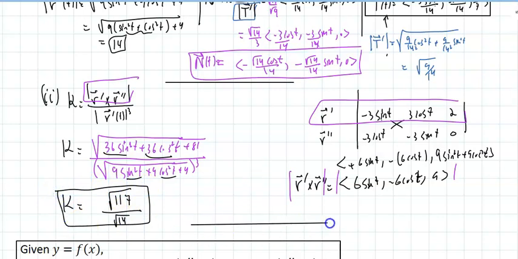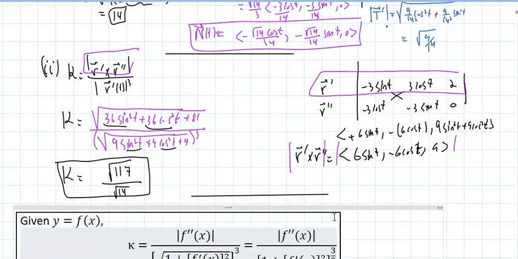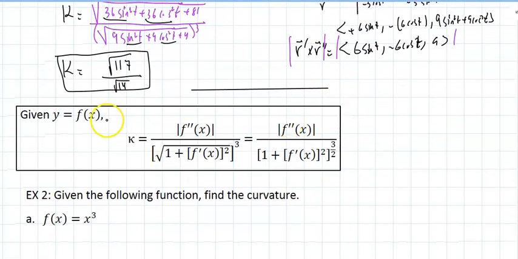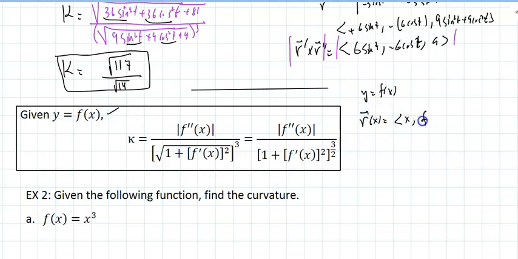Now something I want to show you. This is a bonus. Given y equals f of x, a function, if I take y equal f of x and I write that as a vector, wouldn't r prime of x equal 1, f prime of x? And wouldn't r double prime equal 0, f double prime of x?